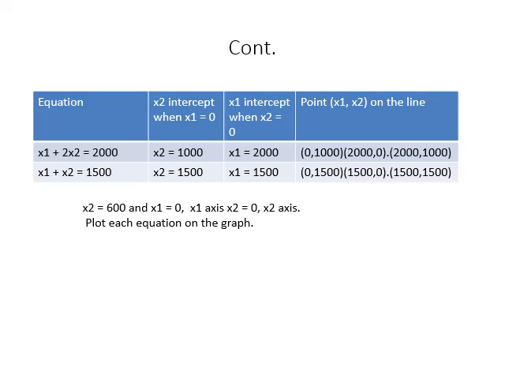Equation: x2 intercept when x1 equals 0, x1 intercept when x2 equals 0, and this is a point x1, x2 on the line. Okay, now check the first equation: x1 plus 2x2 equal 2000.